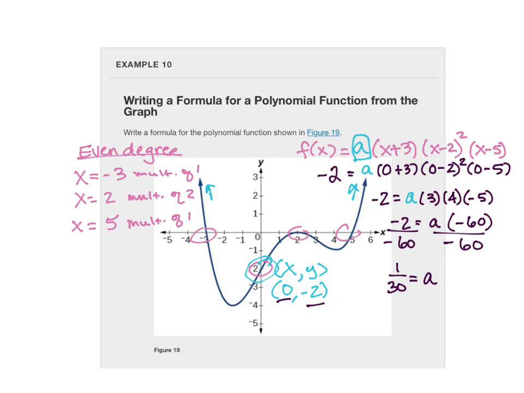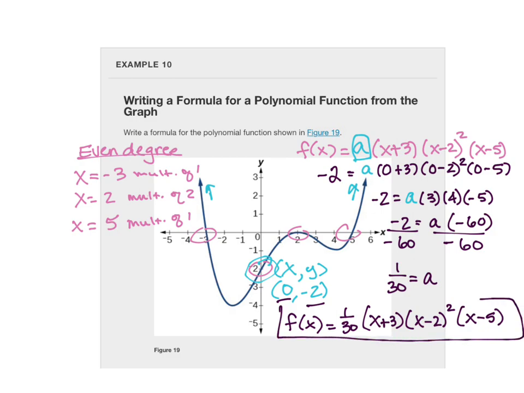and now we can write our function. And so our function, when everything is put together in factored form, f of x equals, what's that A value? 1/30. Which works. It needed to be positive because my tails have to go up. 1/30 times x plus 3 times x minus 2 squared times, somebody graph it. Check us out. Make sure we're right.